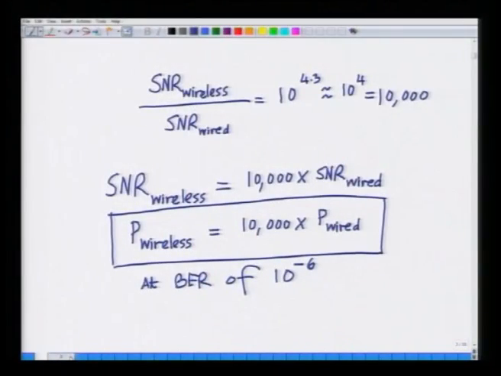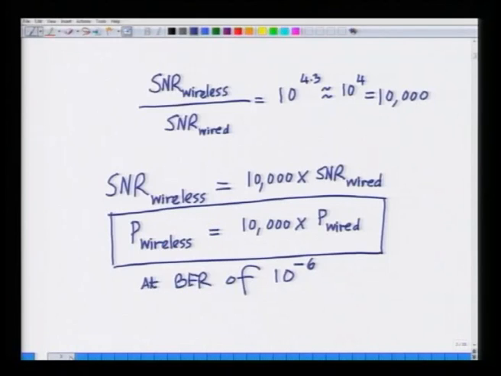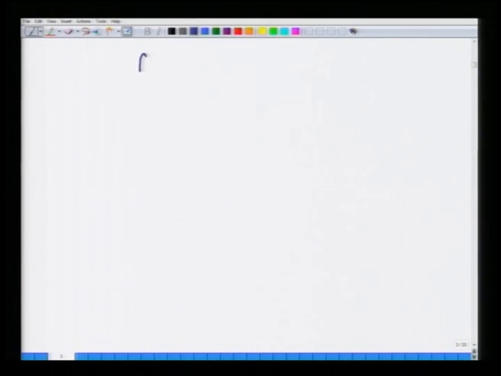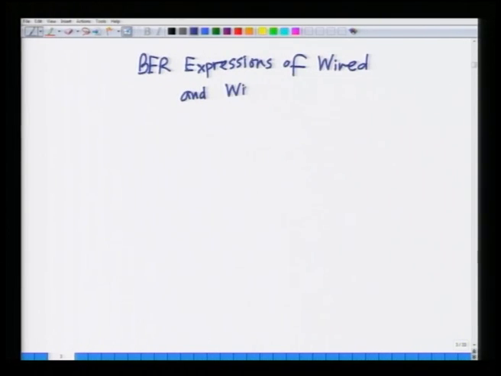Okay. So, now let me give you another reason why this performance difference is so huge. Let us look at the expressions of the bit error rate of a wireline, that is a wired, and a wireless communication system. Let us look at the BER expressions of wired and wireless systems.